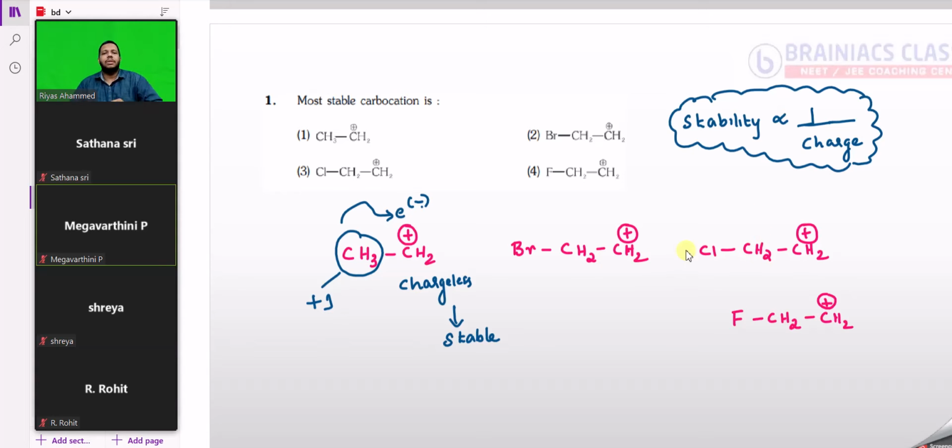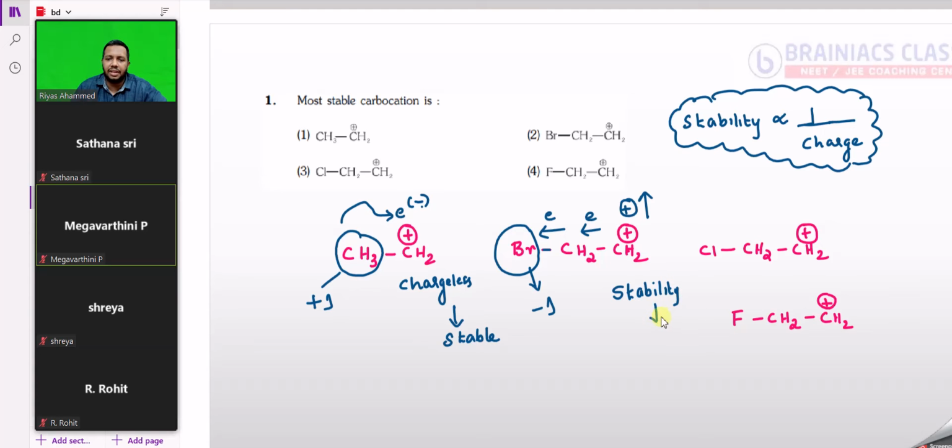Now the next option you see here, a bromine atom is connected. We have learned that bromine has what effect? Minus I effect. Minus I effect means it will attract the electrons through this sigma bond. So electrons are coming in this direction from the other atoms. When electrons, negative charge, are moving in this direction, the positive charge over here gets accumulated. That means the magnitude of positive charge over here is increasing. So charge is increasing means what happens to the stability? Stability here is decreasing.